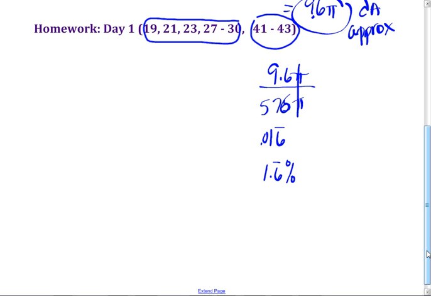I don't think I want to buy an iPad if 2 out of 100, 1 out of 50 are going to be bad. So they have to have this error way smaller than that. But you will run into it.